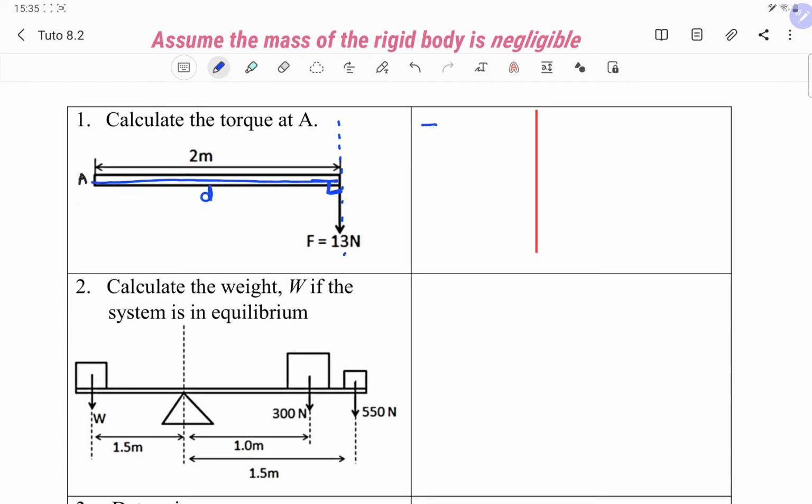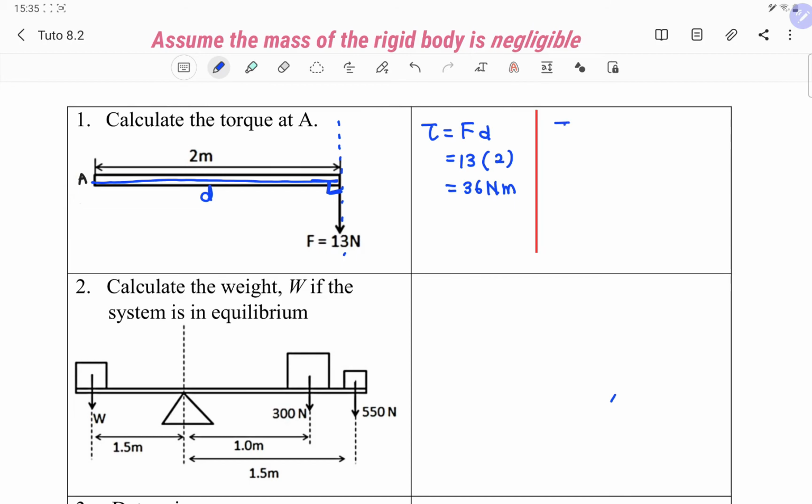So to calculate torque, torque is equal to F d. F and d must be 90 degrees to each other. So 13 times 2, you will get 26 Newton meter. Okay, Newton from force, meter from distance.